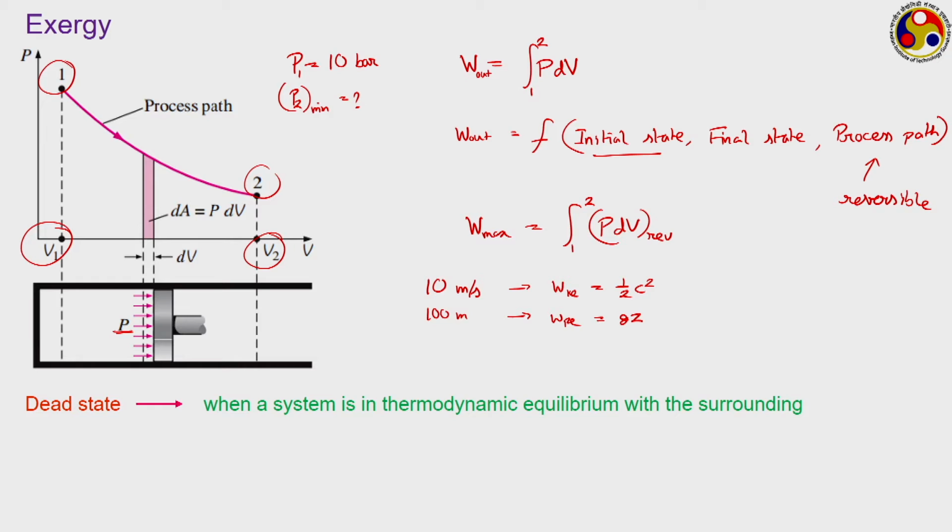Means it is in thermal equilibrium, it is in mechanical equilibrium, and all possible sorts of equilibrium. Like the example we have talked about, if the system is at a temperature higher than the surrounding, then what will happen?